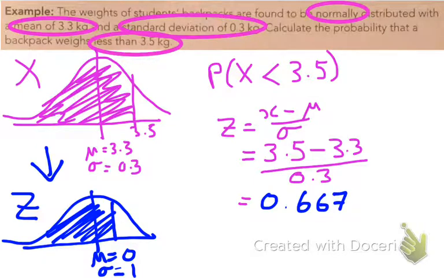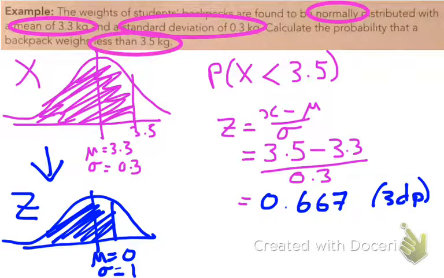0.667, and I've gone to 3 decimal places there. Remember, the reason I'm going to 3 decimal places is that my probability tables go to 3 decimal places, so that's why I want to go to the same level of accuracy as the tables.